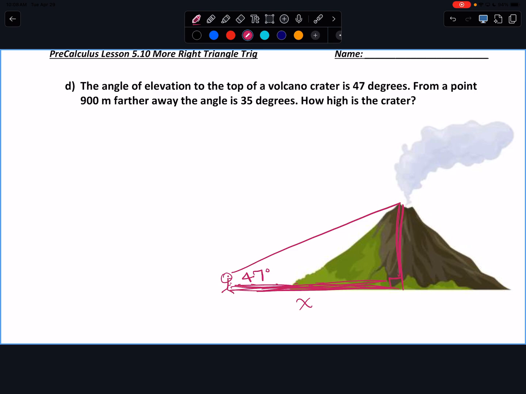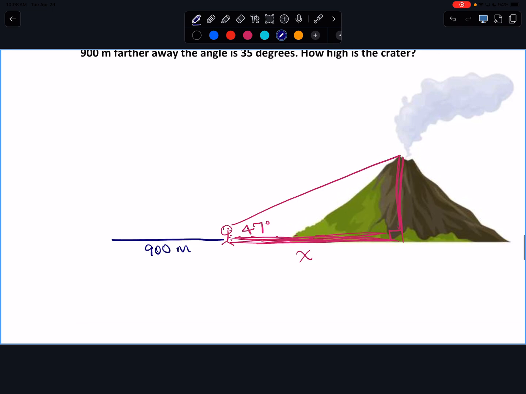Then it says you move 900 meters further away. So I'm going to back up 900 meters. Does that mean that's how far away from the canyon I am? No. Then it says the angle of elevation to the top is now 35 degrees. How high is the crater?